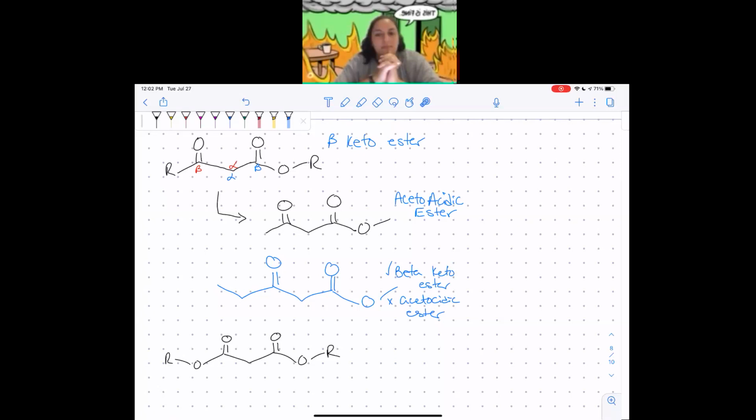So yes, an acetoacetic ester is a specific beta keto ester. Kind of like saying an epoxide is a type of ether, but not every single ether is an epoxide.